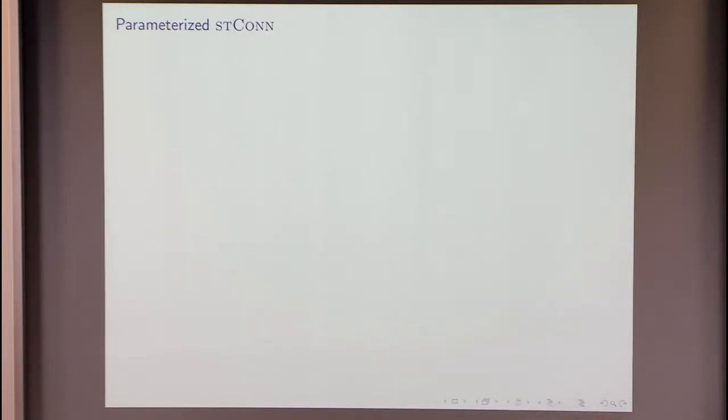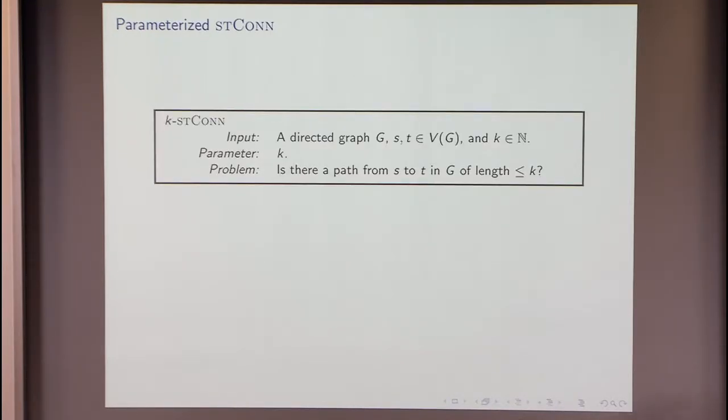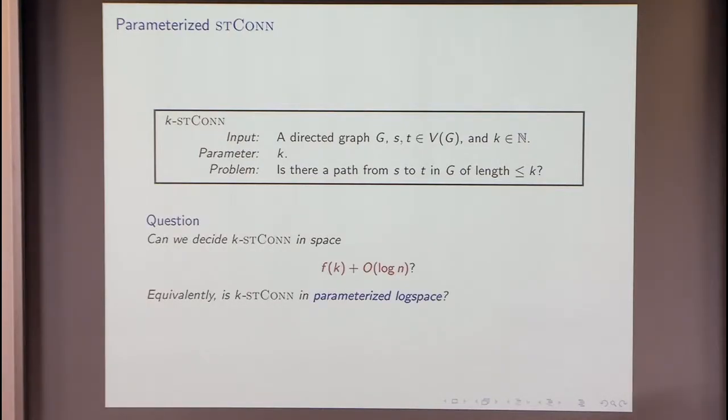So what is the parameterized version of ST-connectivity? Of course, we need to introduce a small parameter. We have an additional parameter k besides graph G, source S and sink T. We want to find a path from S to T of length at most k. This is what I call k-ST-con. In parameterized complexity, it has been asked whether we can decide this problem in space f of k plus log n, or big O of log n. Remember the problem itself, viewed as a classic problem, is complete for NL. So this statement asks whether, when k is extremely small, we can solve it in deterministic log space.